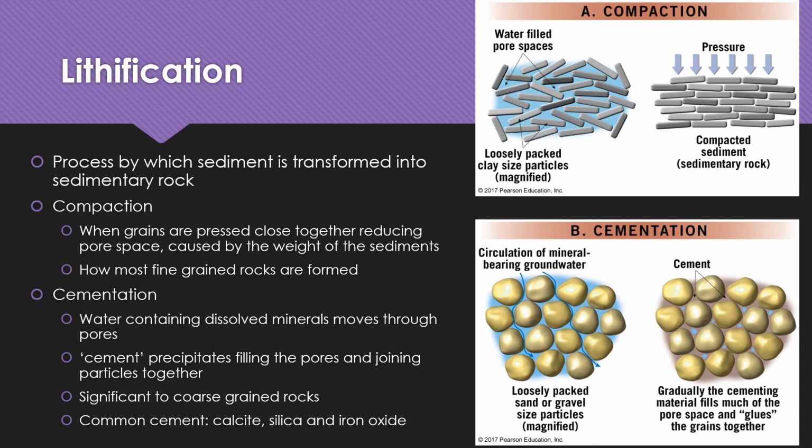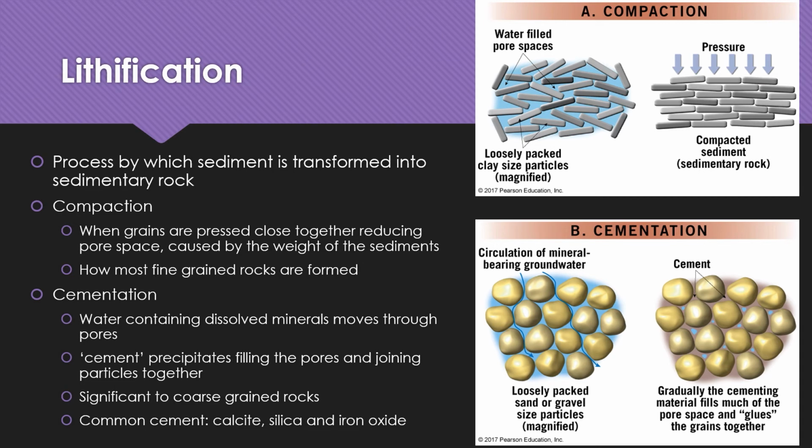And then you have cementation, which uses water. Water containing dissolved minerals moves through the pores, and then this cement precipitates, filling the pores and joining them together. This is significant to coarse-grained rocks, and the common cement here is calcite, silica, and iron oxide.